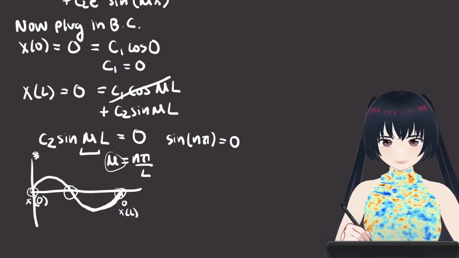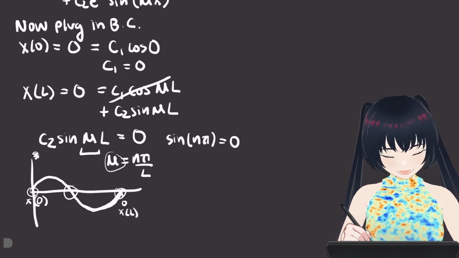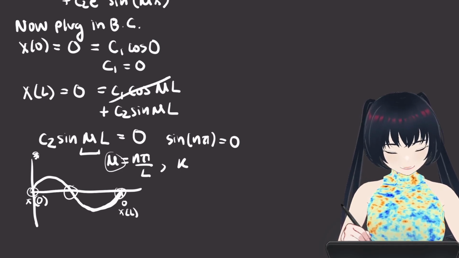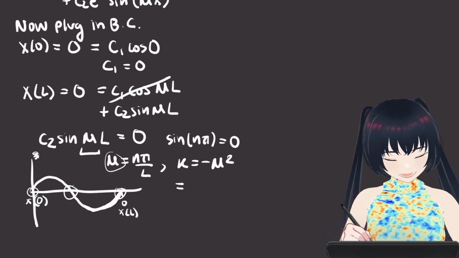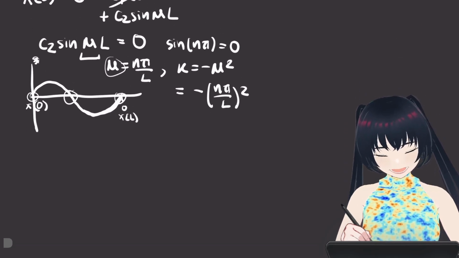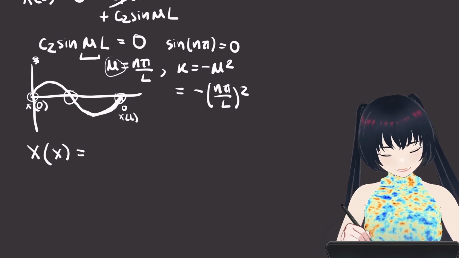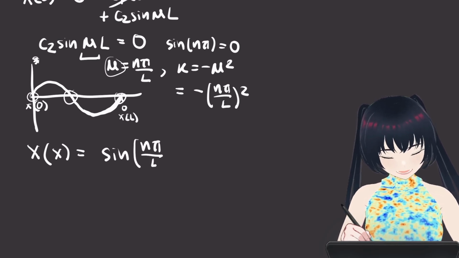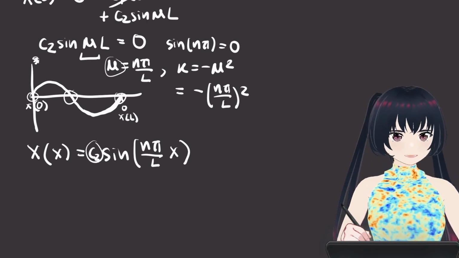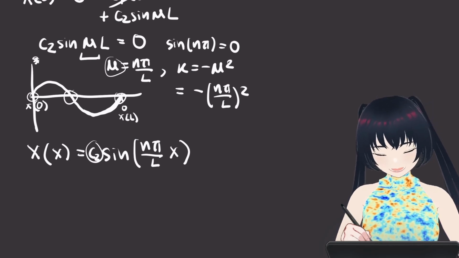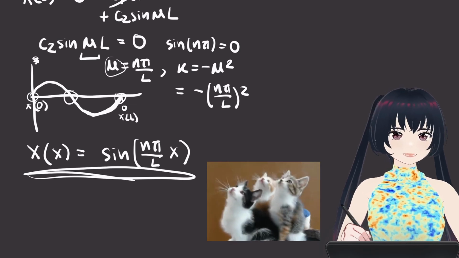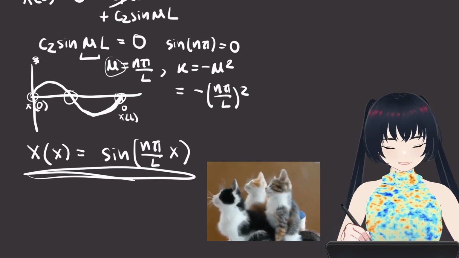So c2 is not equal to 0. And in fact, what we can do is say that mu is equal to n pi over L, and therefore, because k is equal to negative mu squared, we say that k is equal to negative (n pi over L) squared. And putting this all together, we get X(x) is of the form sine(n pi x over L). And there is the constant c2 here, but we're actually going to combine it with our next equation. So for now, we can just leave it like this and say, this is the solution for one half of the separated equation for the solution to the wave equation.